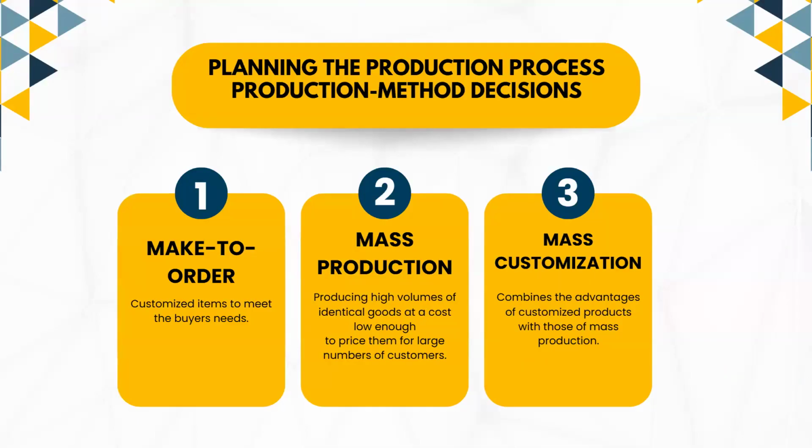Planning the production process, production method decision. The first step in production planning is deciding which type of production process is best for manufacturing the goods that you intend to manufacture. The three basic types of processes or methods are make to order, mass production, and mass customization. Make to order is when products are customized to meet the needs of the buyers who ordered them.